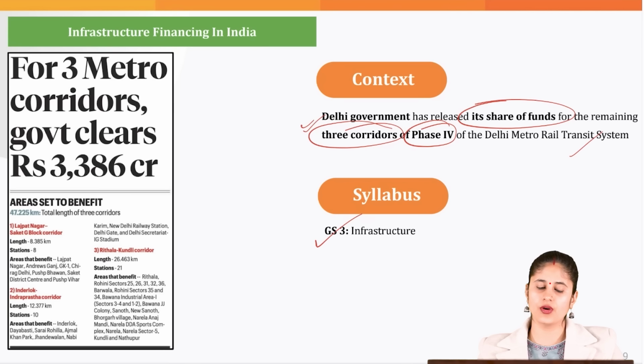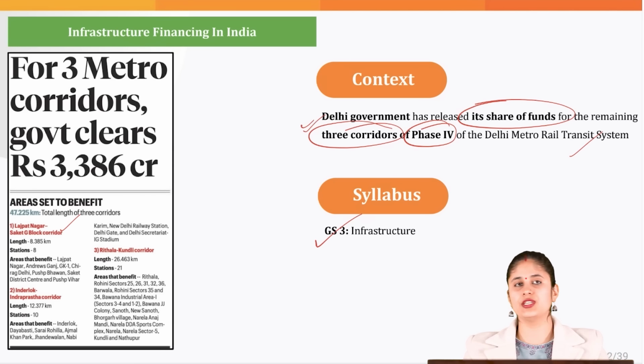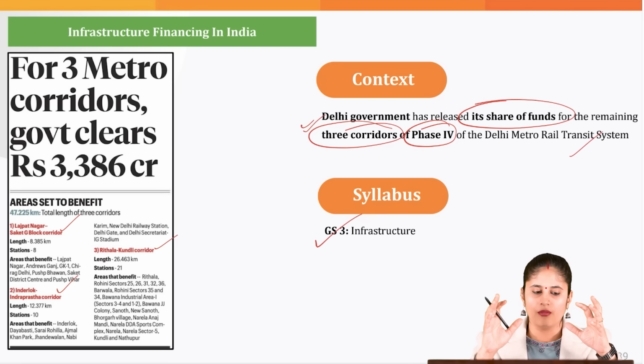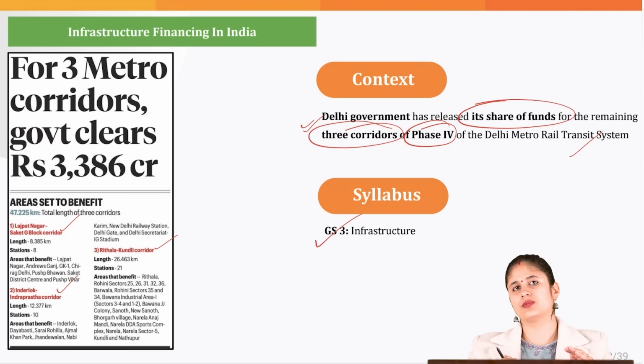Okay, which are these 3 corridors? Lajpat Nagar to Saket G block corridor, Indralok to Indraprastha corridor, and Rithala to Kundli corridor. Now, we are not going to have a detailed discussion with respect to the metro.